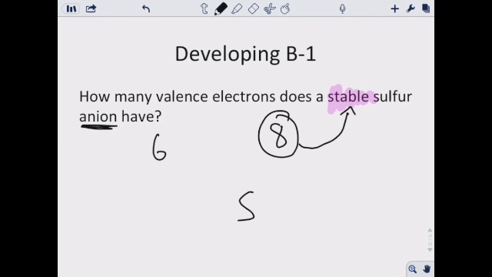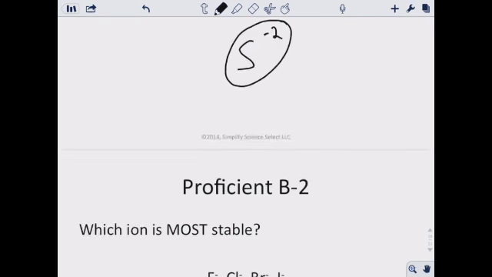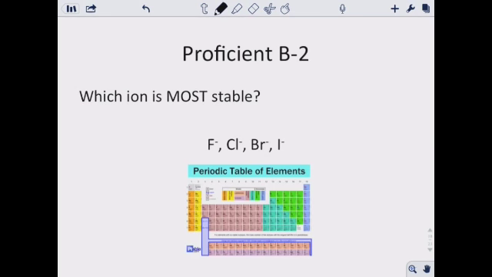Anything that's stable is going to have 8 valence electrons. So that sulfur would be a -2 anion, and it has 8 valence electrons because it gained 2. Stable means that it satisfies the octet rule. The next one, which is the most stable?